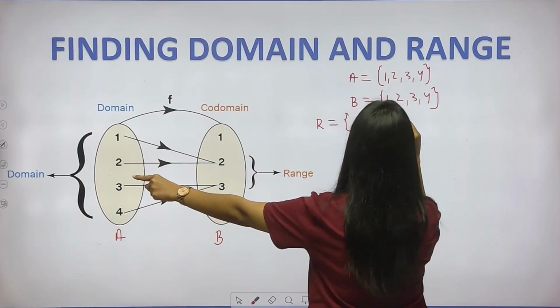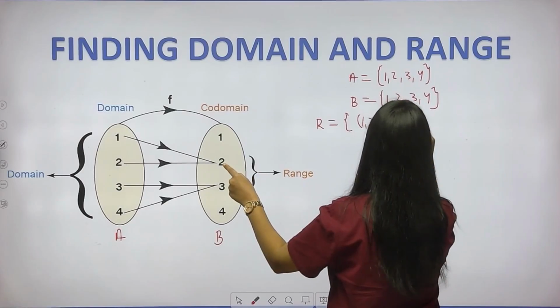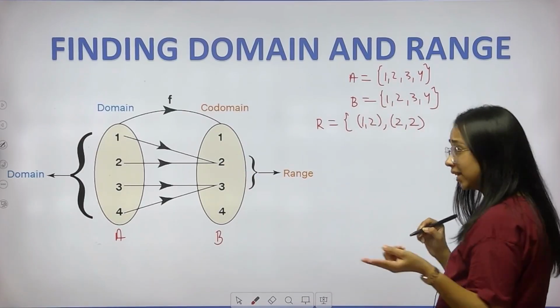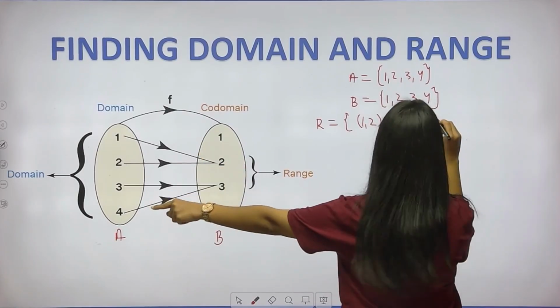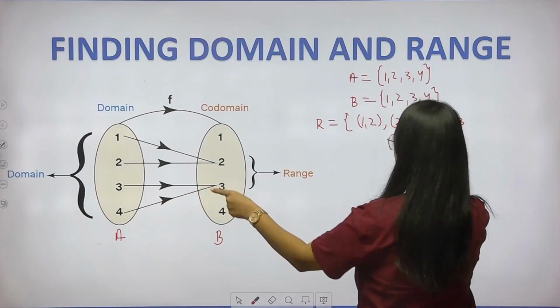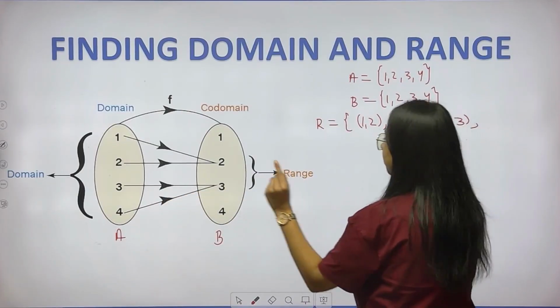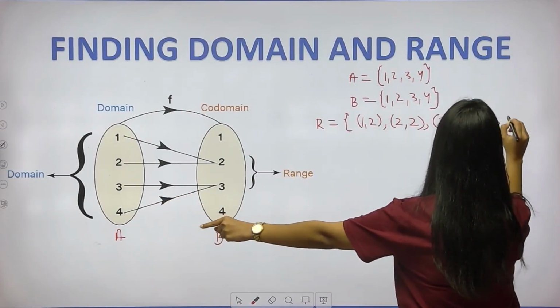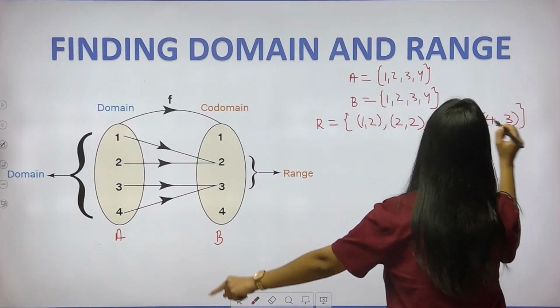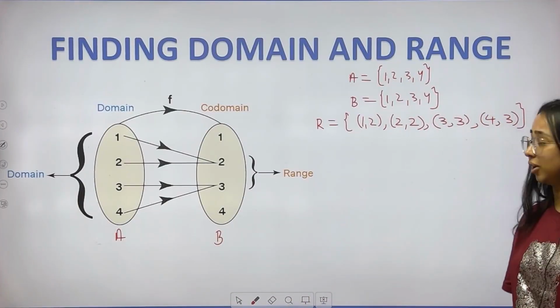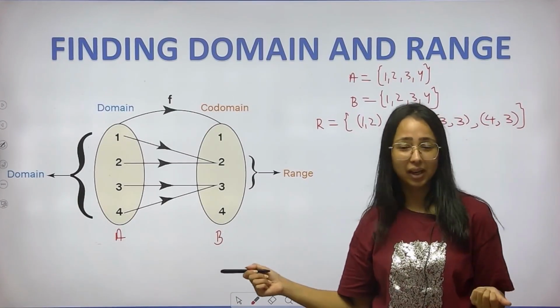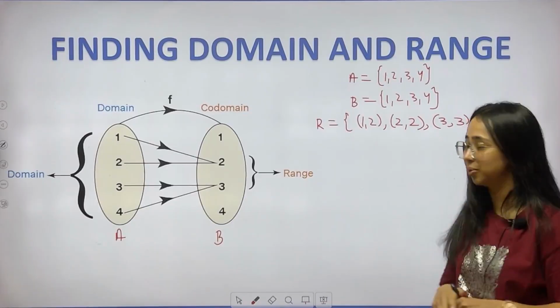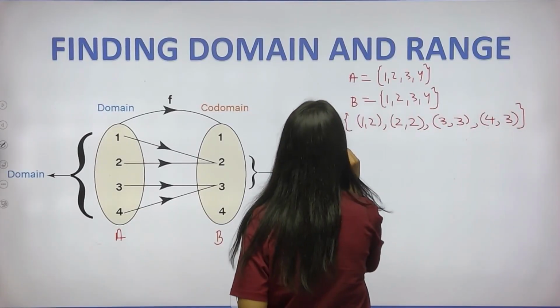Next, an arrow from 2 is going to 2. So (2, 2) will become your second ordered pair. Next, an arrow from 3 is going to 3. It becomes your third ordered pair. And next, an arrow from 4 is going to 3. It becomes your fourth ordered pair. So in this mapping diagram, we have 4 ordered pairs. Now, first, we'll find the image.